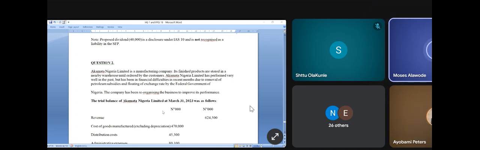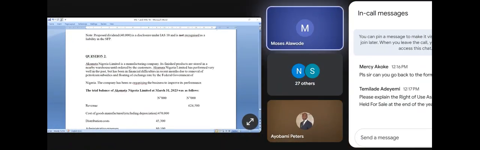Okay, someone is asking a question. I should explain. What do you say I should explain again? Right of use assets and held for sale.